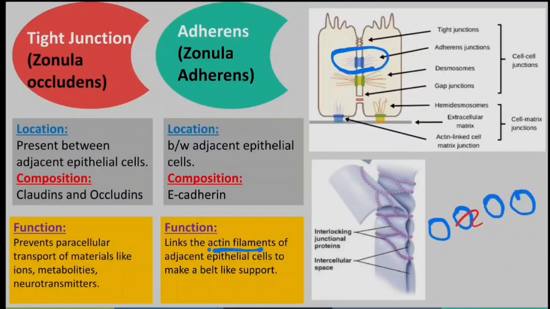So we can say that we have actin filaments over here, actin filaments over there. They will link them like this. So the actin filaments of adjacent epithelial cells will be linked together through zonula adherens. It will make a belt-like structure, and this is mediated through E-cadherin. So if E-cadherin is lost and this belt-like structure is destroyed, the epithelial cells can flip off and they can result in malignancy.